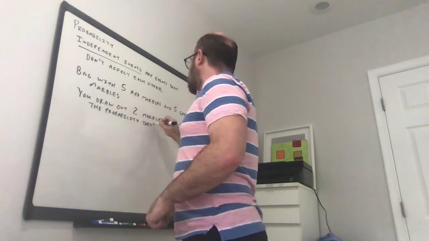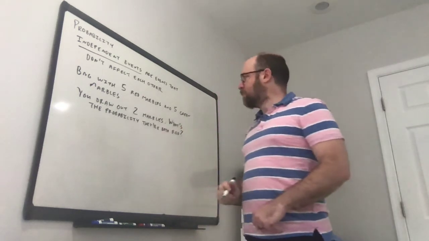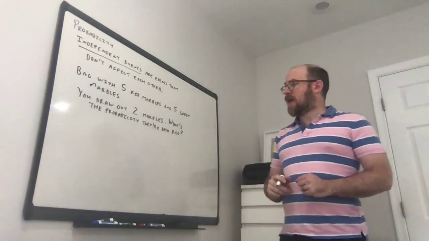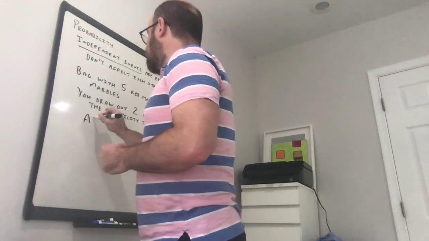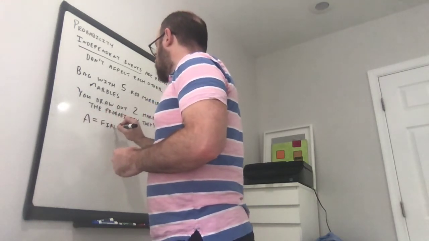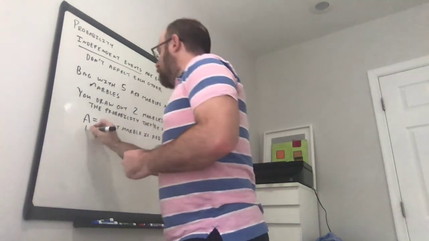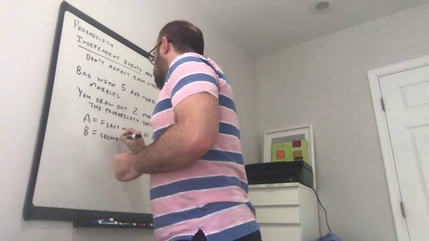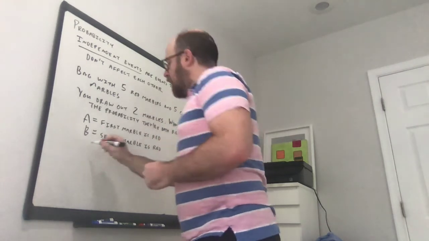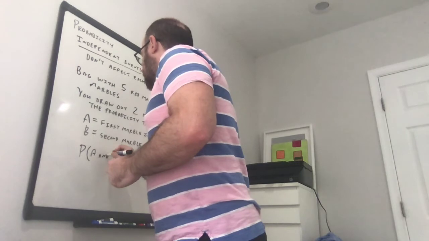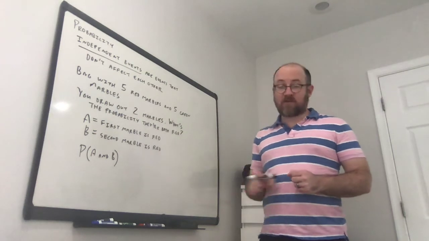They are both red. Okay? So you might say, I'm looking for the probability that they're both red. We can think about this as A is the first marble is red, B is the second marble is red. And so we're looking for the probability of A and B, the probability that both of these events occur. Right? The first marble is red and the second marble is red.